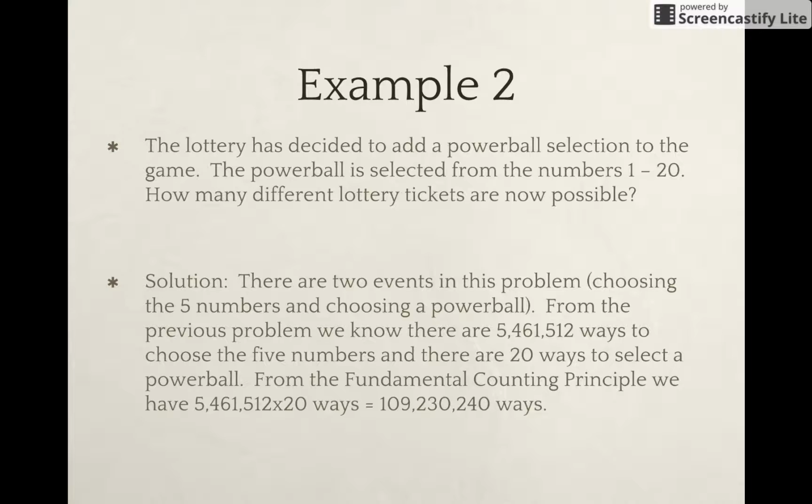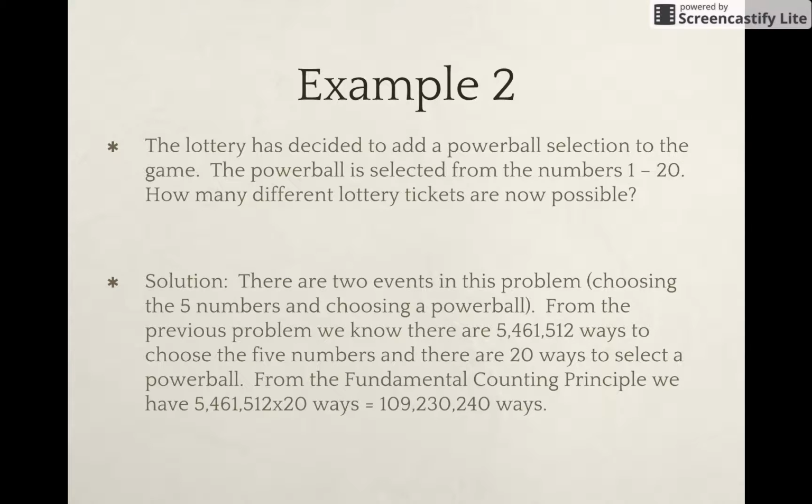Let's take a look at a second example, still using the lottery. This time, this lottery game has decided to make a Powerball part of its lottery game, and they're going to use the numbers 1 through 20 for their Powerball. So we want to know how many different lottery tickets are possible now. And what we're going to see as we continue to count is that counting problems will often go back to the fundamental counting principle that we talked about in the first presentation in this app.